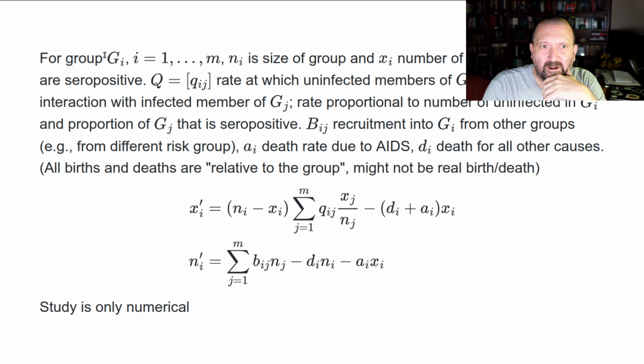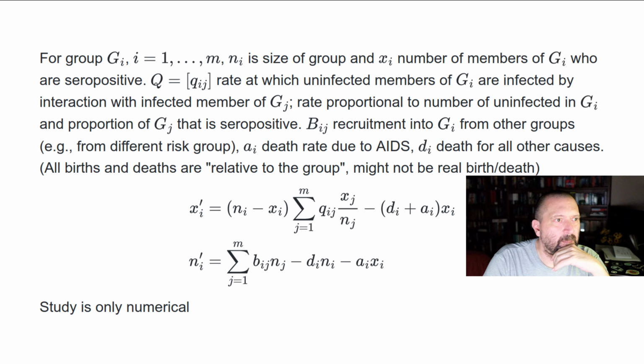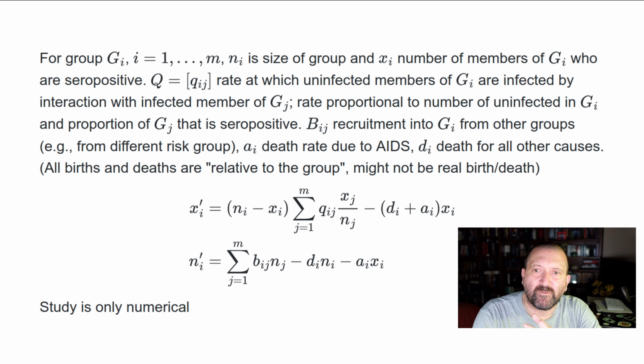So they have M groups. So G_i is group i, with i from 1 to M, with size N_i, and they have X_i as the number of people in group i who are seropositive. And then they look at how these different groups interact with one another to give rise to new infections. Okay, so the model takes this form.